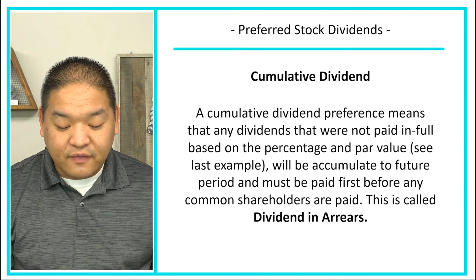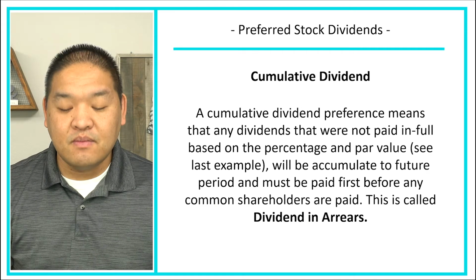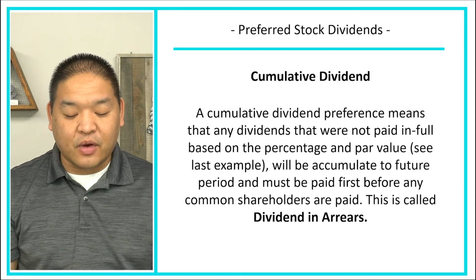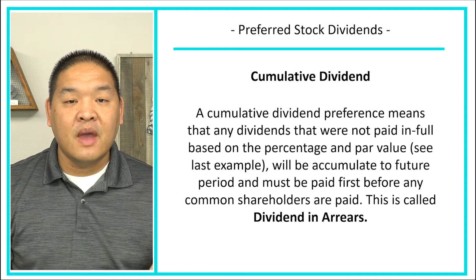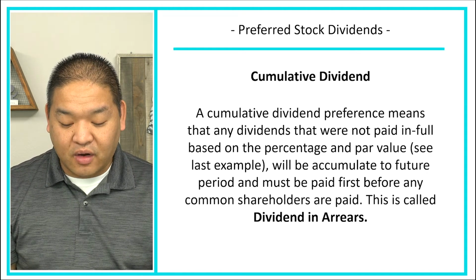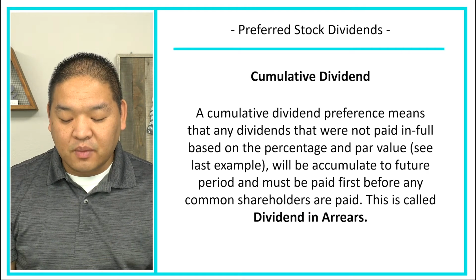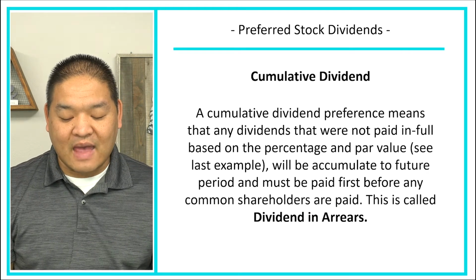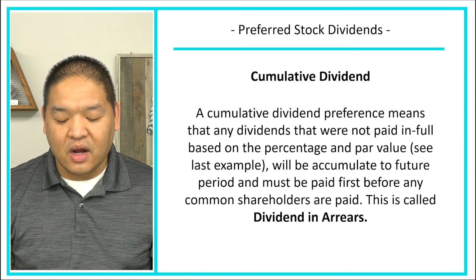Now, the other preference that we have is something called cumulative dividend. So what does that mean? Well, a cumulative dividend preference means that any dividend that was not paid in full based on the percentage and par value, like for the last example, $7,500, will be accumulated to future periods and must be paid first before the common shareholders are paid.